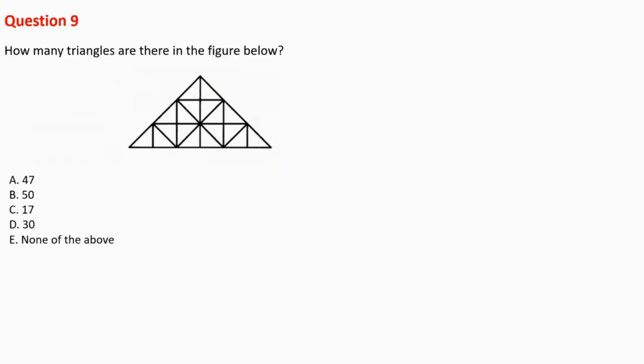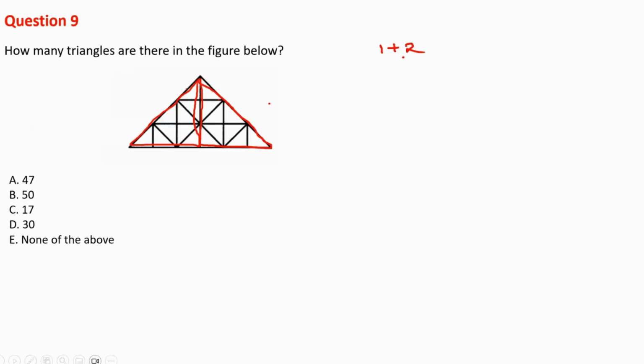Next, question number 9. How many triangles are here in the figure below? Okay, the whole figure itself is a triangle. So 1 plus how many small triangles can we take? If we just take these two, half, so that's 2 over here. That's 2 over here.